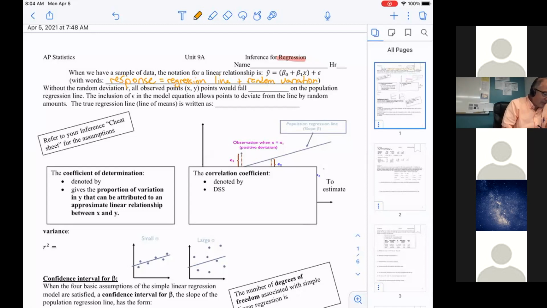Without random variation, all my points would fall exactly on the population regression line, which we know is not the case. So we're going to include some variability into my model to account for that. This is written as the mean of y is equal to b sub 0, which is my y-intercept, plus b sub 1, which is my slope, times x. And remember that b sub 1, a formula for my formula sheet, is r times the standard deviation of y over the standard deviation of x.